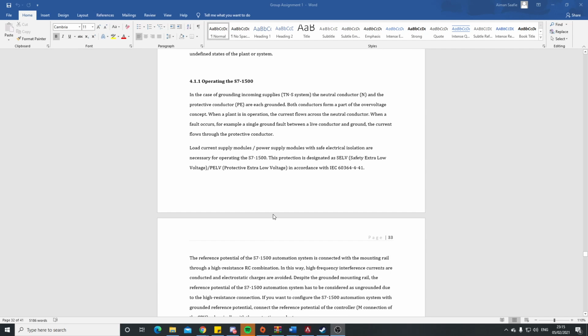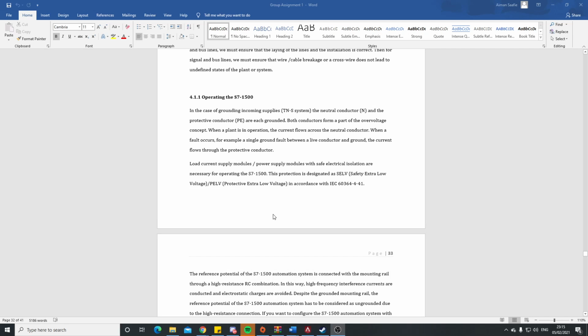So we go to operating the S7-1500, the CPU of the SIEMENS. In the case of grounding, in the case of grounding incoming supplies, the neutral conductor and the protective conductor are each grounded. Both conductors form a part of the overvoltage concept. When a plant is in operation, the current flows across the neutral conductor. When a fault occurs, for example a single ground fault between a live conductor and ground, the current flows through the protective conductor. This is for the grounding.